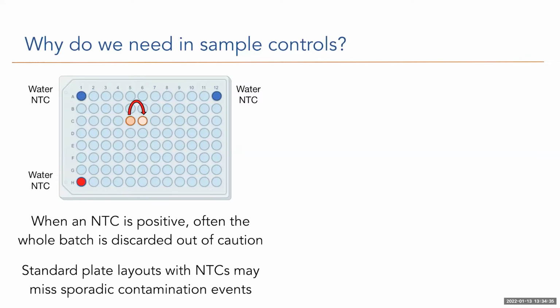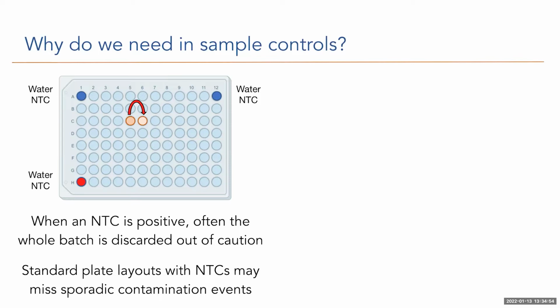If you're processing perhaps 96 samples in one go, and one NTC lights up, say in that bottom left corner, you often have to discard the whole plate because, as Nabil pointed out, you don't really know where that signal is coming from. You don't know if that's an isolated incident or something systematic that's affected all 96 samples in your plate.